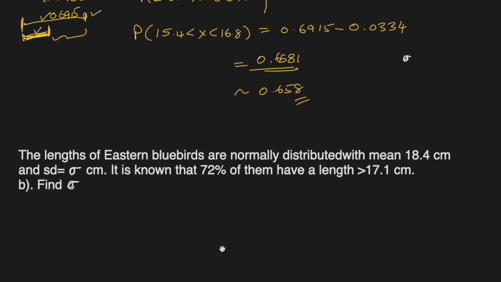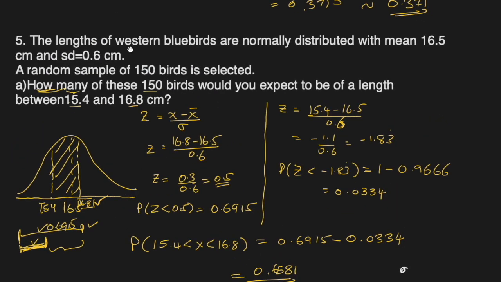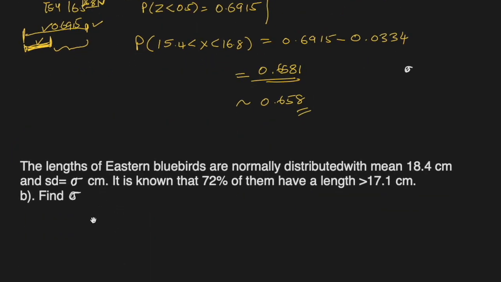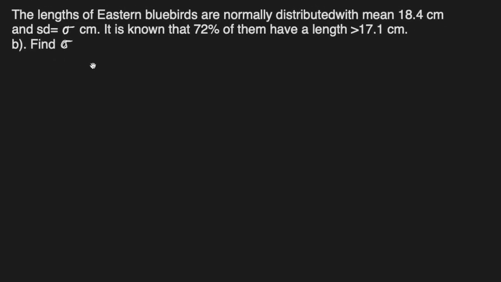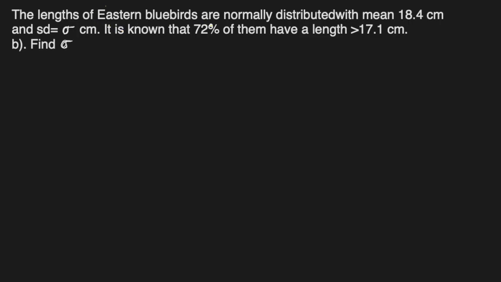Next one, the length of eastern bluebird. This was western bluebird. The earlier one was western. This is eastern. So that means it is a different scenario here. They are normally distributed again. So let's draw it again. Mean is 18.4, so they are longer in length. Okay, and standard deviation is sigma.